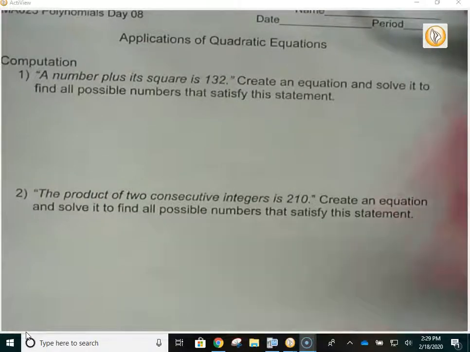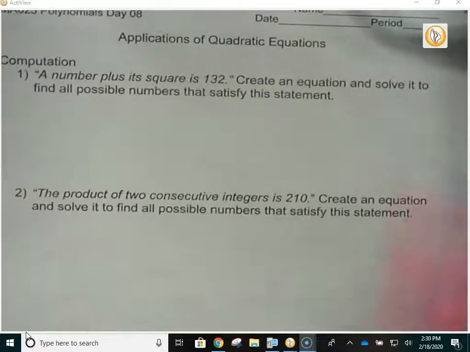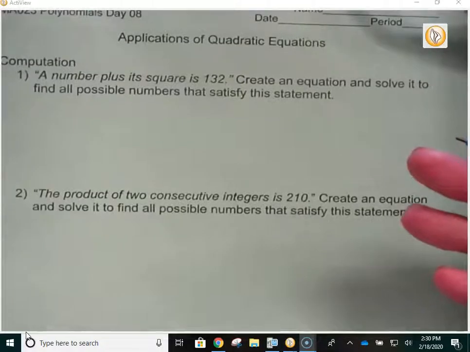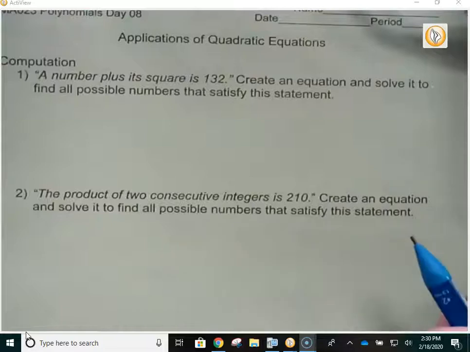So if you wanted to, you could just pause the video right now and try to set these problems up on your own, then come back and watch the video and see how it was set up and then solve them. It's your call. The first thing we have here is a number plus its square is 132. It says to create an equation and to solve it to find all possible numbers that satisfy the equation.